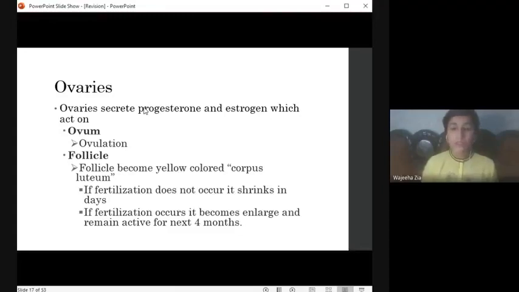So the ovaries are the glandular structures which are responsible for the production of hormones. Among the hormones, progesterone and estrogen are the important ones. Both act on the ovum and the follicles. At the ovum, they help in the ovulation, and at the follicles, it depends upon fertilization or not. In case of fertilization, the follicles become the corpus luteum, yellow colored, and enlarge until the baby's birth.